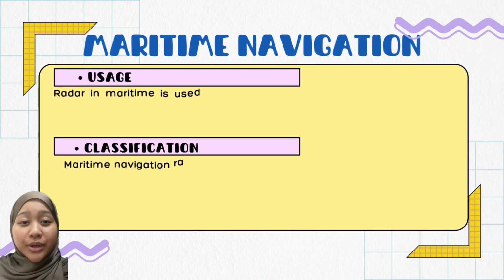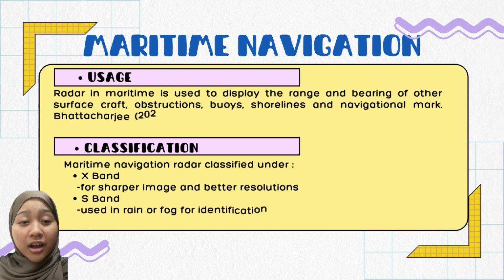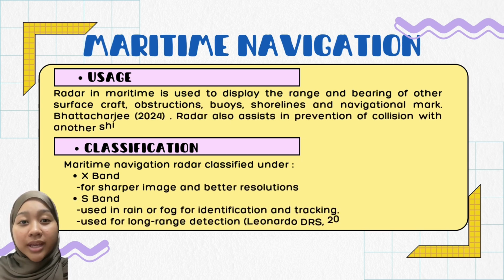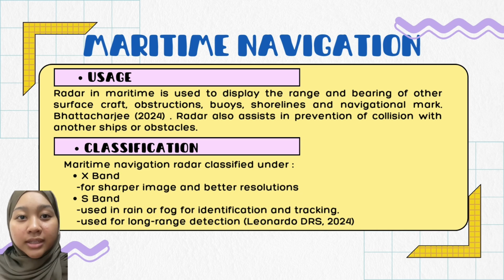Radar is used to display the range, bearing, and distance of other surface objects on the ocean. For example, other craft, shorelines, buoys, obstacles, and navigational marks. It is also used to detect objects underneath the ocean. For example, fishermen use radar to detect a school of fish. In the event of a plane crashing into the ocean, radar is also used to detect the black box underneath the ocean. Maritime radar falls under two classifications.